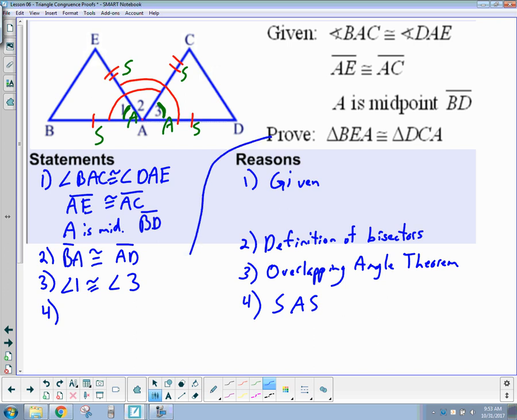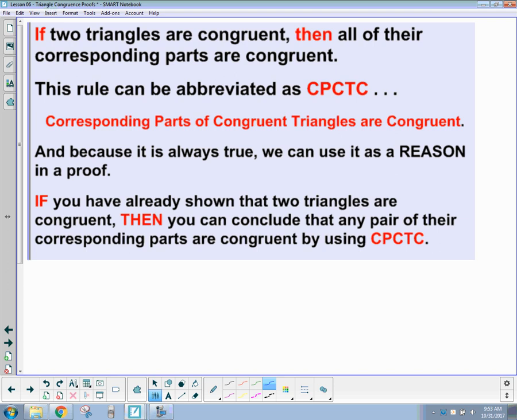Triangle BEA is congruent to triangle DCA. Okay. So, are we looking good? No problem whatsoever. Good. Now remember, CPCTC is corresponding parts of congruent triangles are congruent.